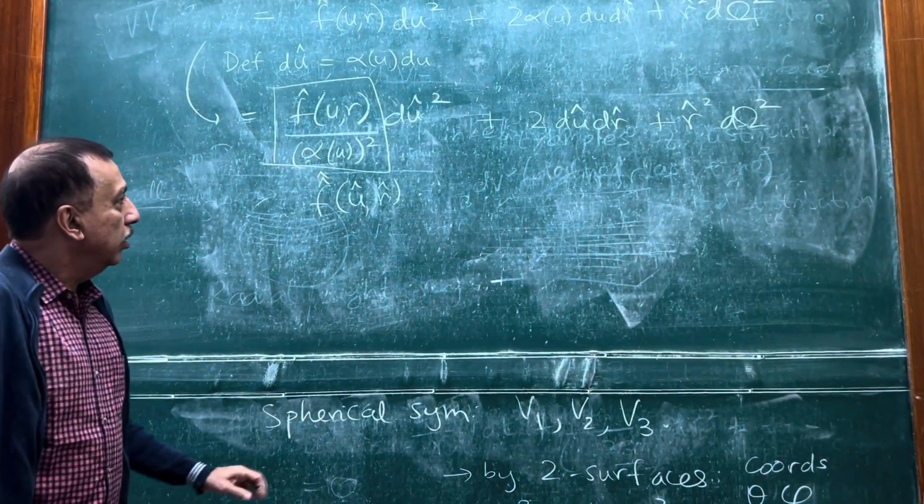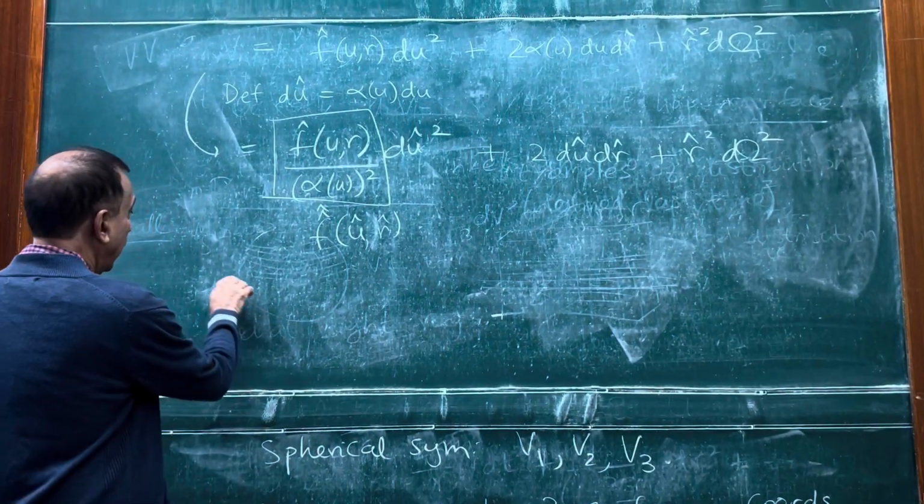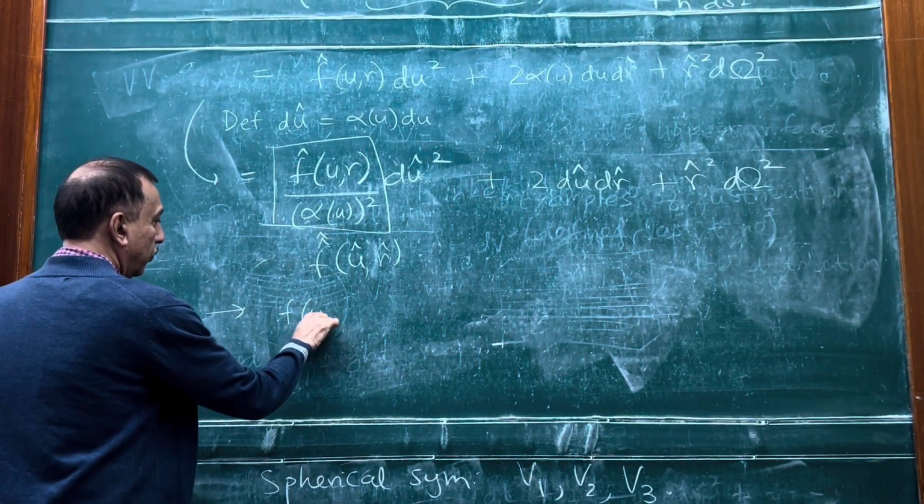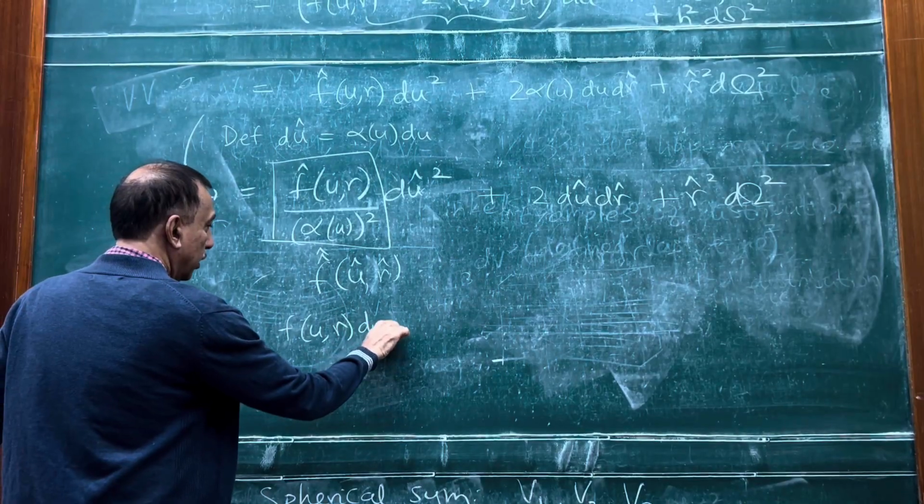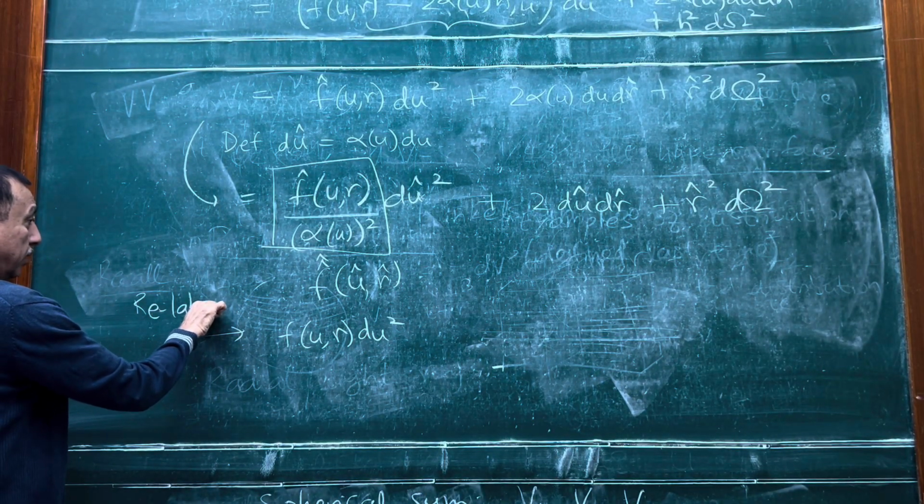Okay. Now I take the step of relabeling back. So I write it as f of u and r. I just relabel back to drop all the hats and double hats.